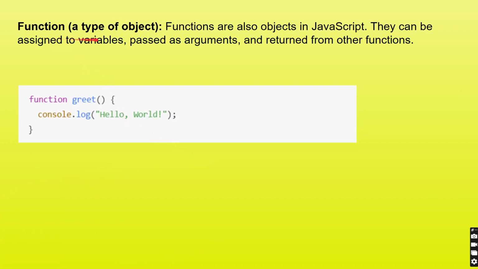And function is also an object in JavaScript. They can be assigned to variables, passed as arguments, and returned from other functions. See, here we have a function greet. In that we are printing console.log hello world.